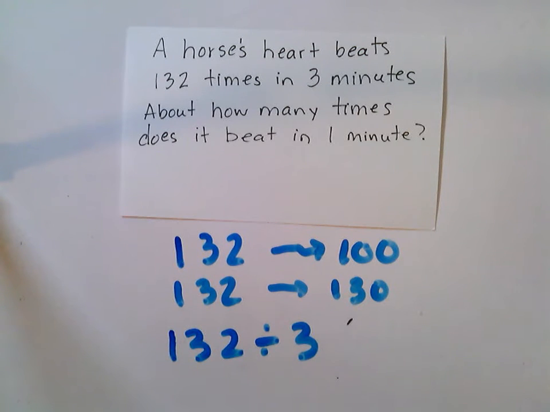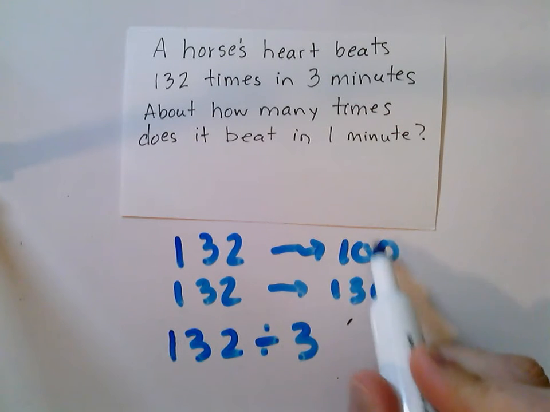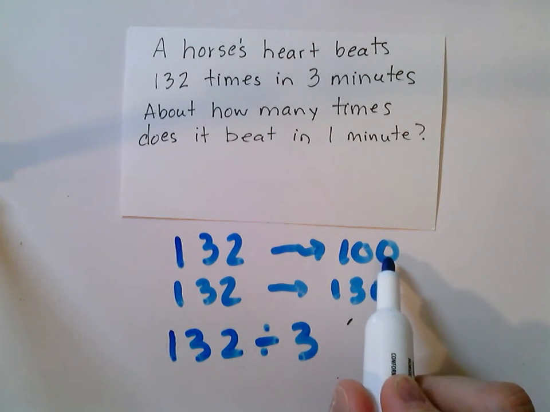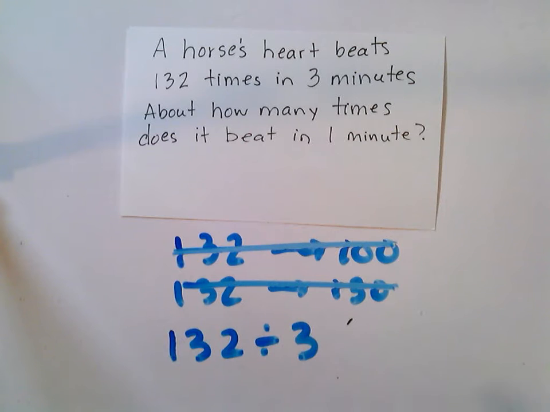If we think about yesterday when we were looking for basic facts, neither of these, 100 or 130, is going to give me a basic fact that has to do with 3. So this is where the compatible numbers step in. This is when we're going to use a compatible number and not just a close estimate. We're not going to be finding things that necessarily end in a 0 here. We're going to be finding a compatible number. So what does that mean?